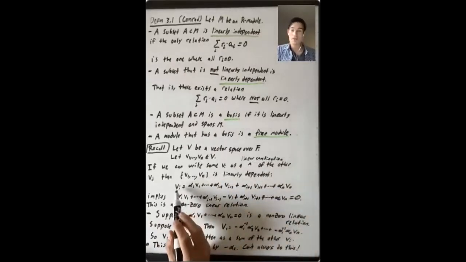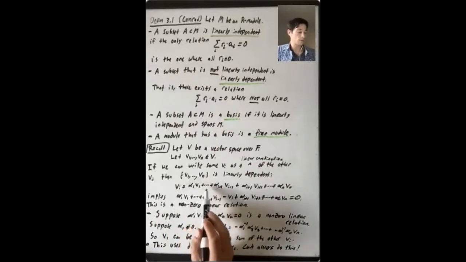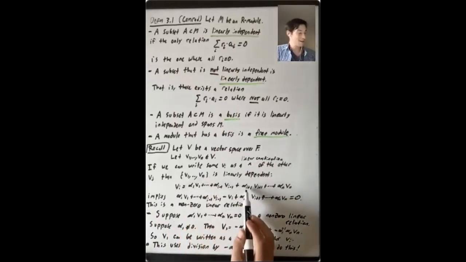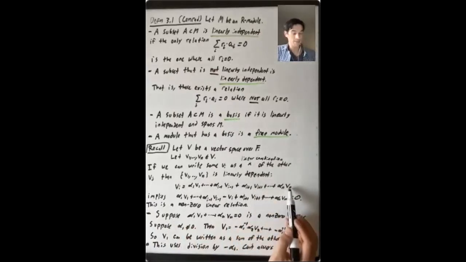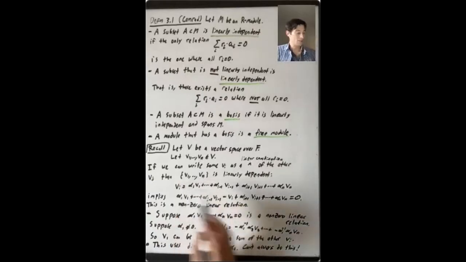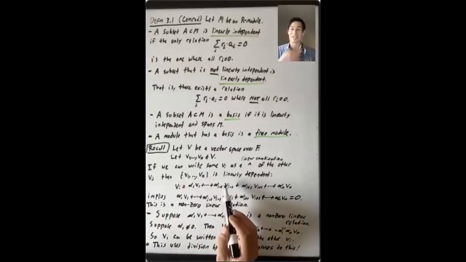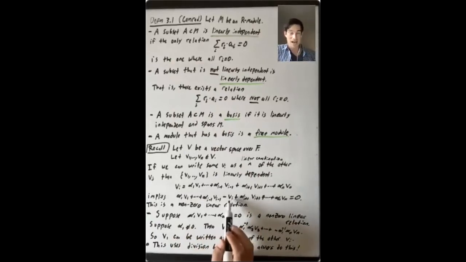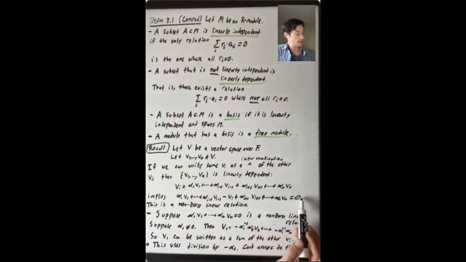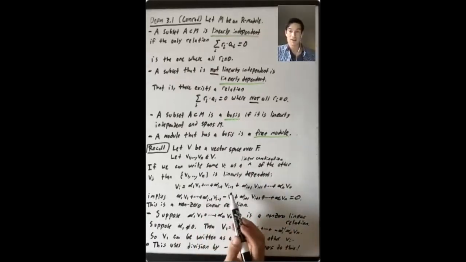Why is that? Well, if Vi is equal to alpha 1 V1 plus alpha i minus 1 Vi minus 1, skip over index i, alpha i plus 1 Vi plus 1 plus alpha n Vn, well, this is going to give us a linear relation. How? Well, this is actually just like something that we saw when we were proving proposition 5 about the internal direct sum. Alpha 1 V1 plus alpha i minus 1 Vi minus 1 minus Vi plus alpha i plus 1 Vi plus 1 plus alpha n Vn is 0. This is a non-zero linear relation.